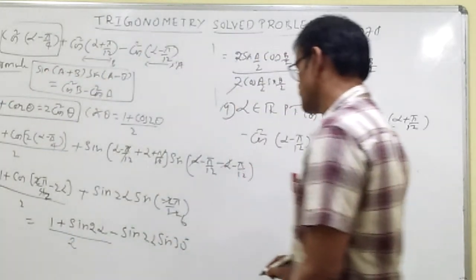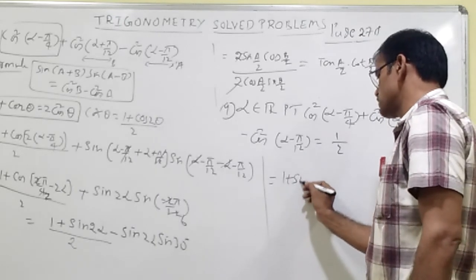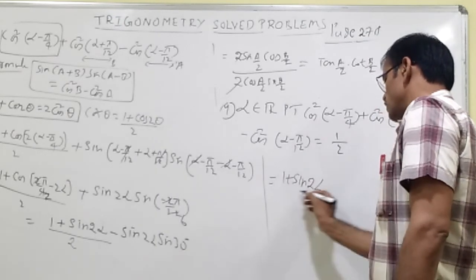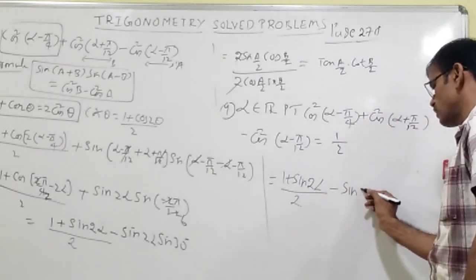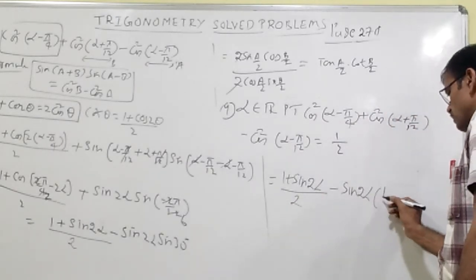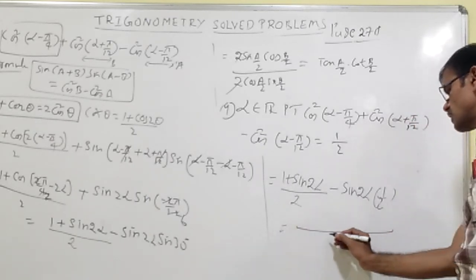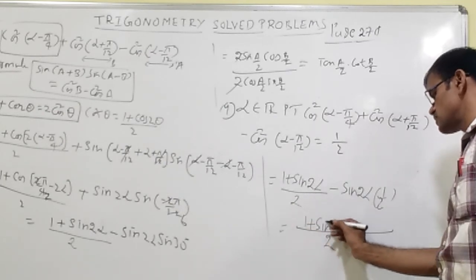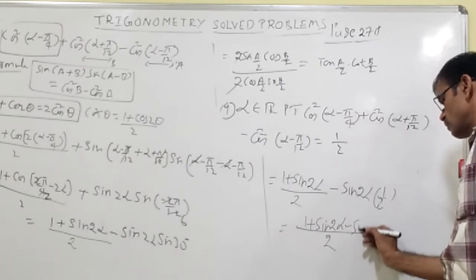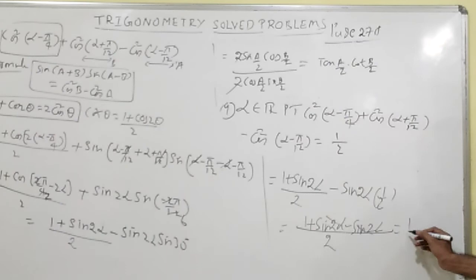Sin 30 degrees. That is equal to, next step I am writing as 1 plus sin 2 alpha whole by 2 minus sin 2 alpha into the value of sin 30, which is 1 by 2. So overall you can take LCM as 2 and write like this: 1 plus sin 2 alpha minus sin 2 alpha. So sin 2 alpha gets cancelled. You got the value 1 by 2. This is our answer.